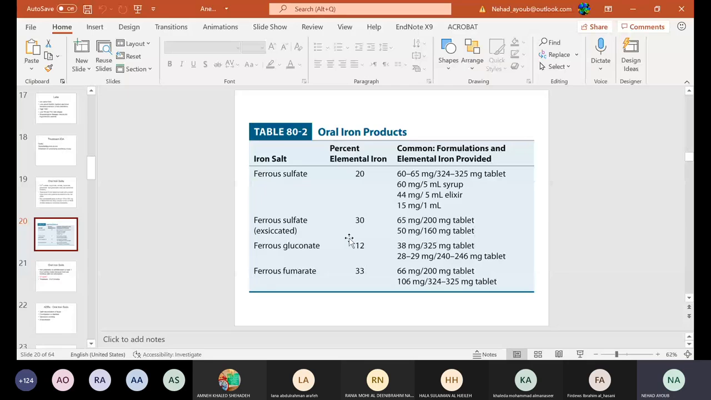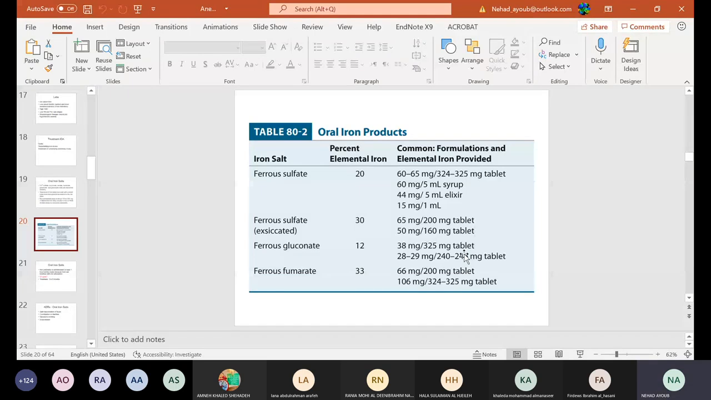It has the minimum percentage of elemental iron. Okay, if I decided to treat my patient with ferrous sulfate, let me say I want to use the 240 milligram tablets. And I have a dosage form with 240 milligram tablets of ferrous gluconate, and I decided to start my treatment. How many tablets of ferrous gluconate do I need to give the patient in order to reach the target therapeutic goal?